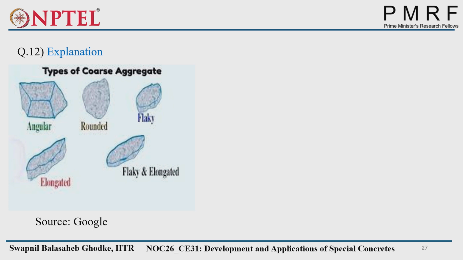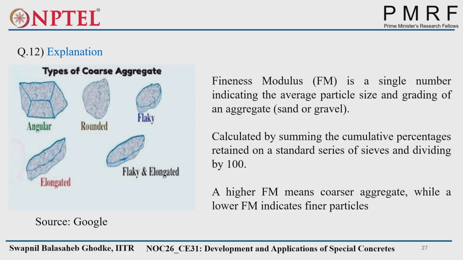So that's why both statements are false, and it's not of uniform size because you can see types of coarse aggregates: angular, rounded, flaky, and elongated. So different types of aggregates are available, and we cannot say it will be uniform size. But what happens? How will we deal with this type of aggregates? For that purpose, we are using the fineness modulus.